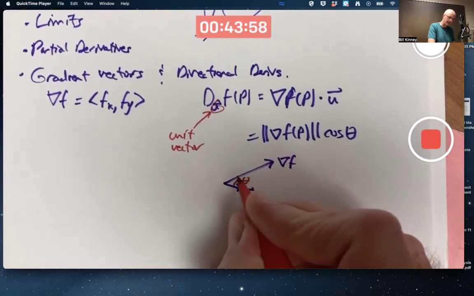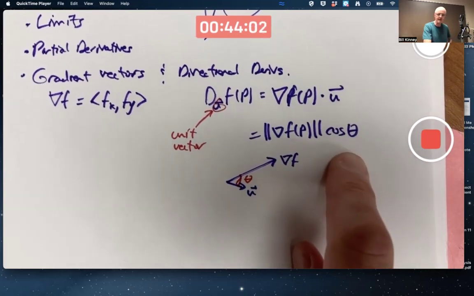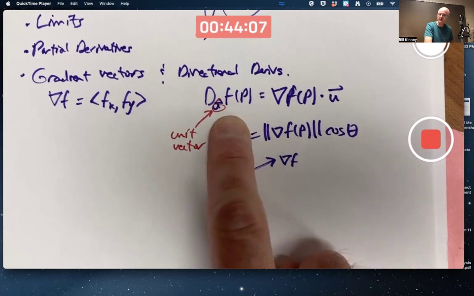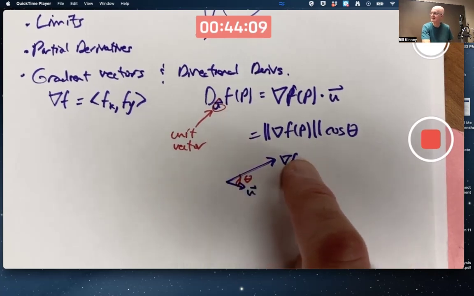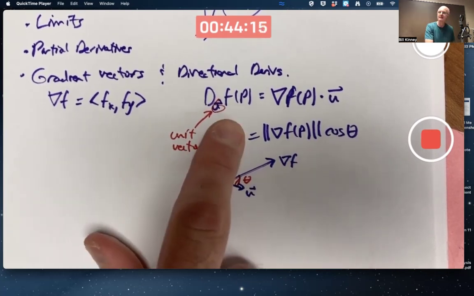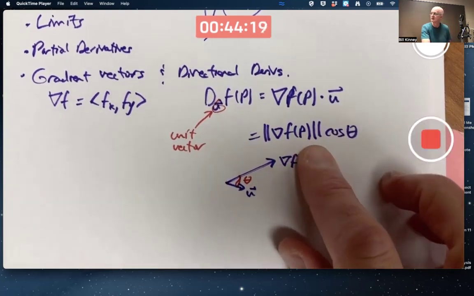This angle could be non-zero. When the angle is zero, cosine of zero is 1, as big as possible. So this directional derivative is as big as possible. It's maximized in the direction of the gradient vector. If u and the gradient are in the same direction, that's when this is maximized. And its value is the actual magnitude of the gradient vector.